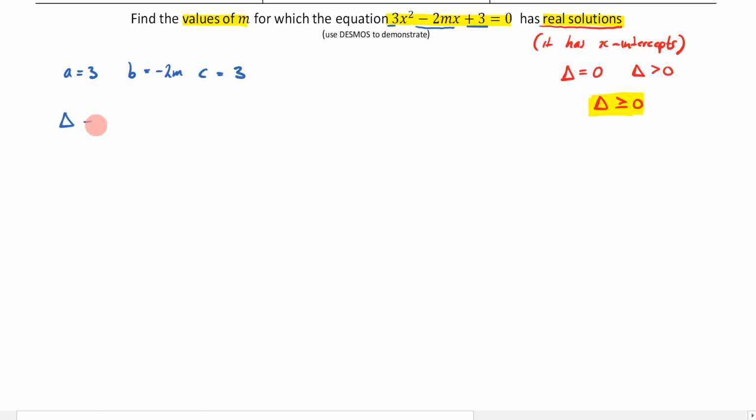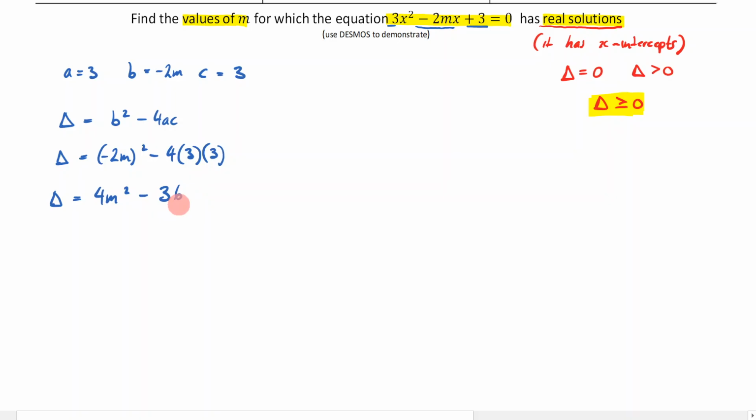We're now going to sub that into our discriminant. So it's going to be b squared, so negative 2m squared, minus 4. Then in my a spot, I'll put a 3, and then in my c spot, I'll also put a 3, because a and c are both 3. Then we keep on going here. This is going to be 4m squared minus, now 4 3s are 12, times 3 is 36. There it is right there.